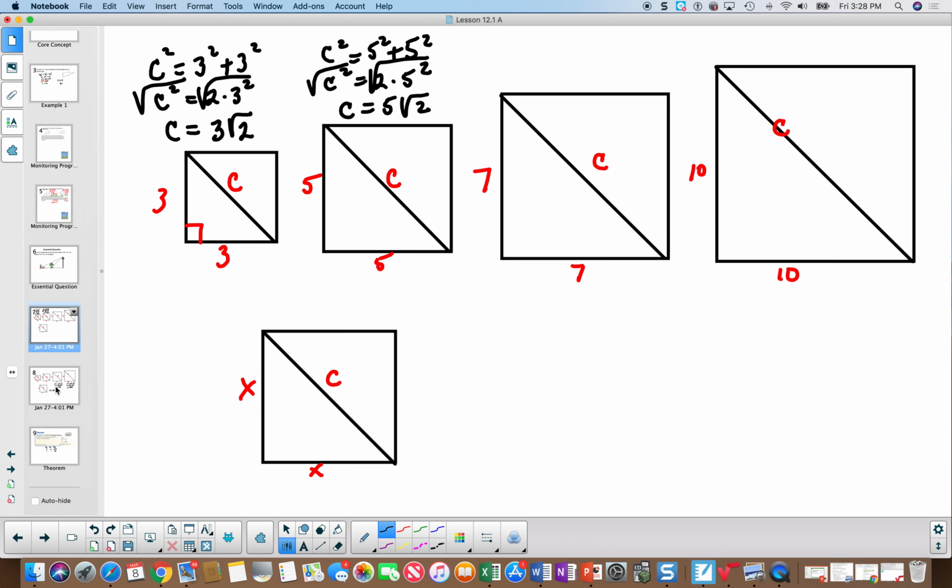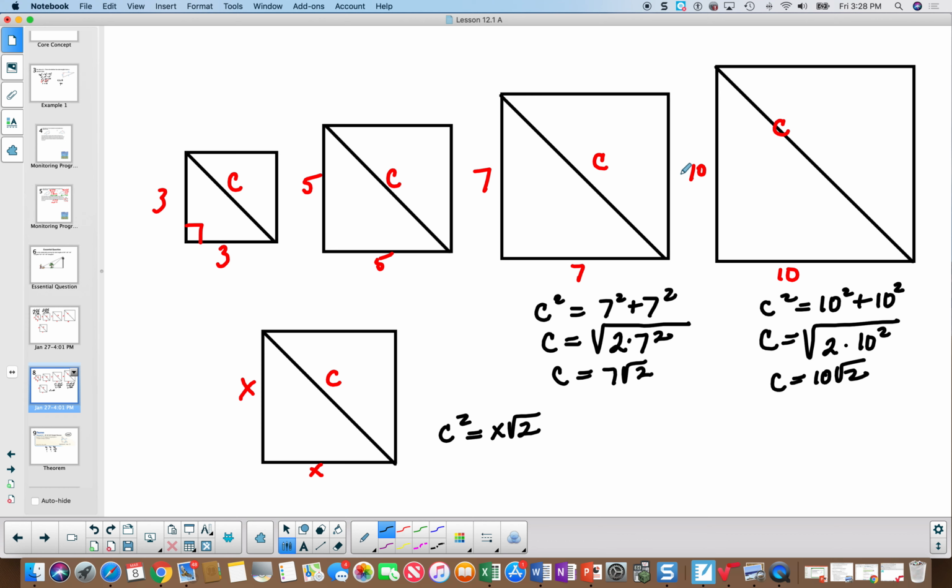Well, let's go ahead and look at the work that I've done. And if you guessed that the next answer was 7 root 2, you're correct. 10 root 2. And so in general, this is not a c squared, but a c. C will be equal to x root 2. So in other words, the hypotenuse will always be root 2 longer than one of the sides.